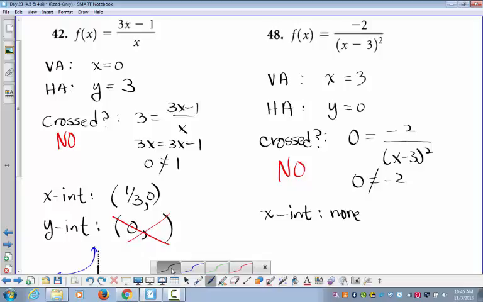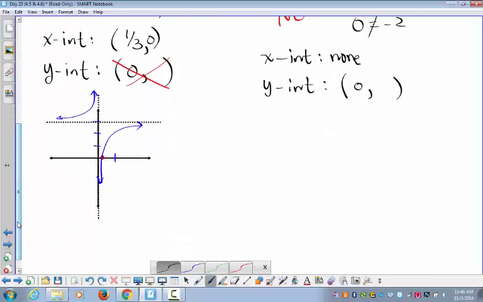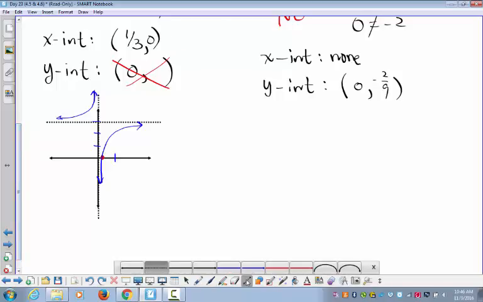How about a y-intercept? For a y-intercept, we're plugging in x equals 0 to see where the y-coordinate would be. And we plug in x equals 0, we get... Here, we get an answer, for sure. What do we get? Yeah, -2/9. So that's our y-intercept at -2/9. Okay, so now we're ready to graph it.